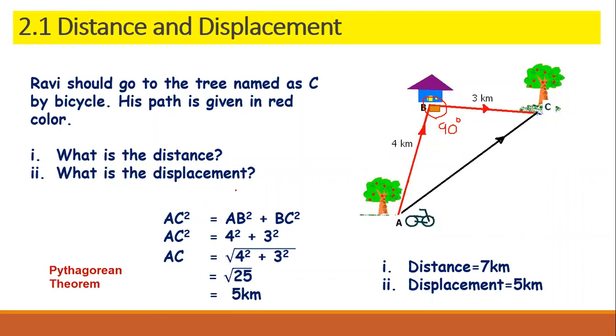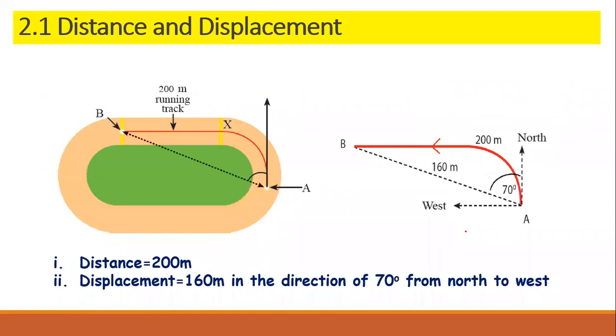So we have to use that theorem and then we will find the answer. We have to take AC square equals AB square plus BC square. So we will get the final answer, which is 5 kilometers. That is the shortest distance given here. It should be 5 kilometers. That is the displacement. Okay, did you understand that? Yes, teacher. Okay, now we are moving to the next one.